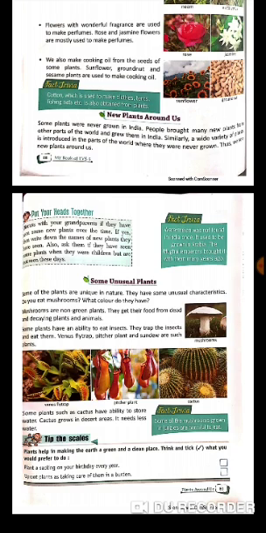So here we came to know about different kinds of plants and their uses. I hope you have learned something new in this chapter. Thank you all.